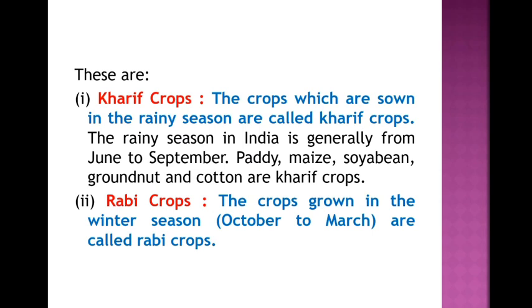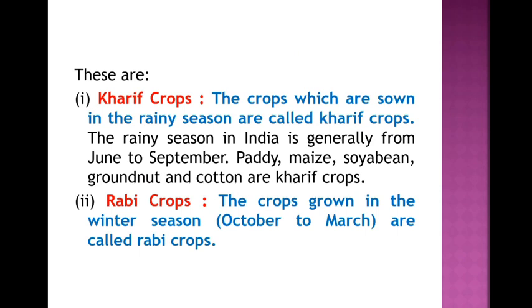So mainly there are two types of crops, Kharif crops and Rabi crops. The crops which are sown in the rainy season are called Kharif crops. The rainy season in India is generally from June to September. Examples: paddy, maize, soybean, groundnut and cotton are Kharif crops. These are the crop varieties grown in the rainy season from June to September.